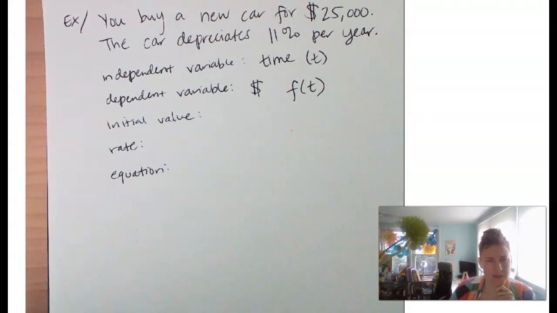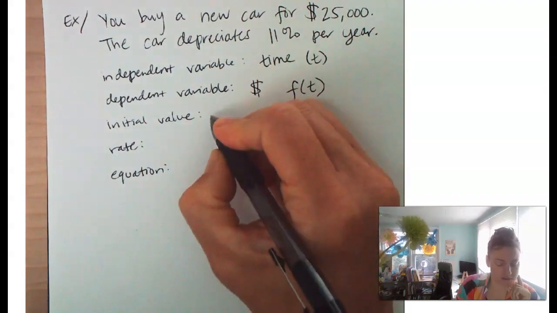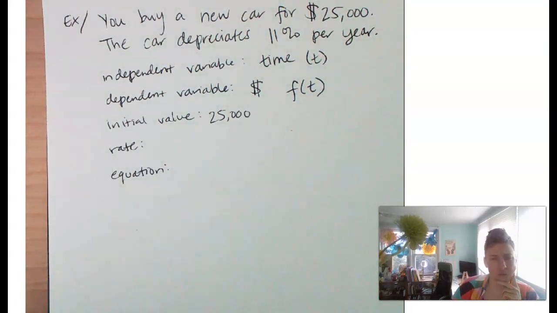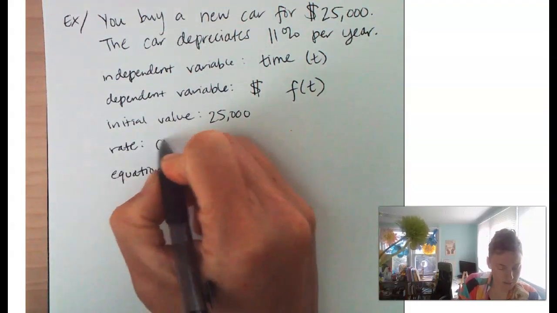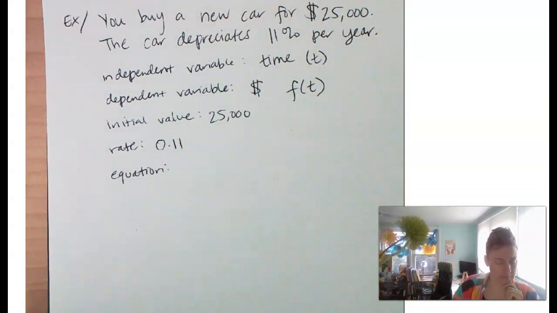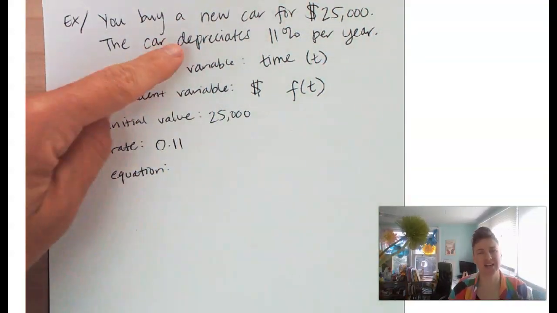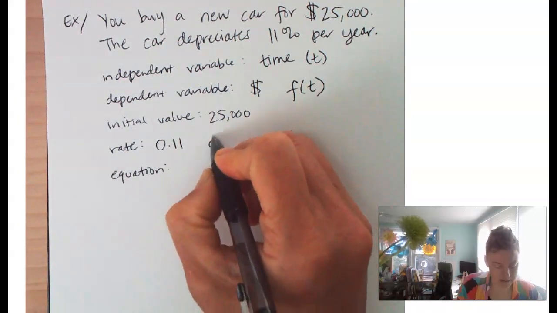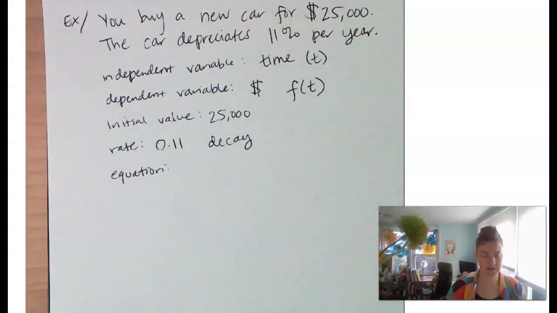What's our initial value? Well, we're talking about the value of the car, really. So initially, when we buy it, it's 25 large. And what is our rate? It's 11%, and that as a decimal is 0.11. And since it's depreciating, it is losing value. This is going to be decay.